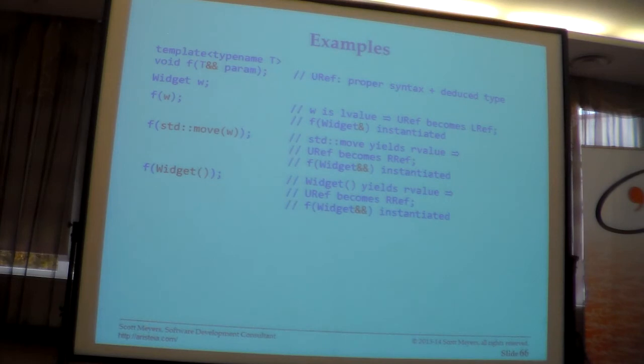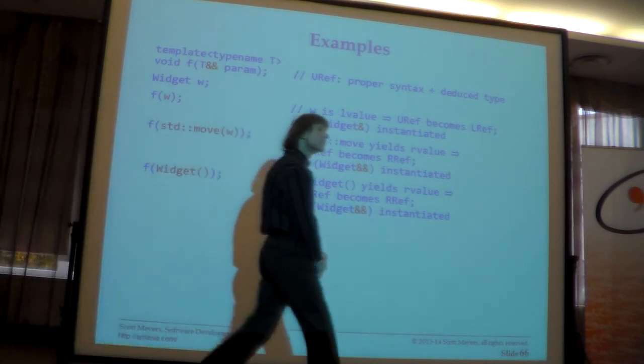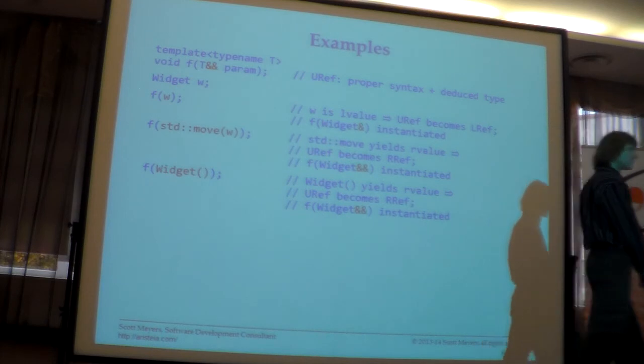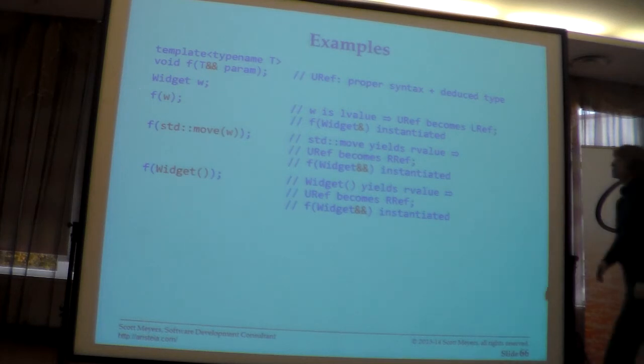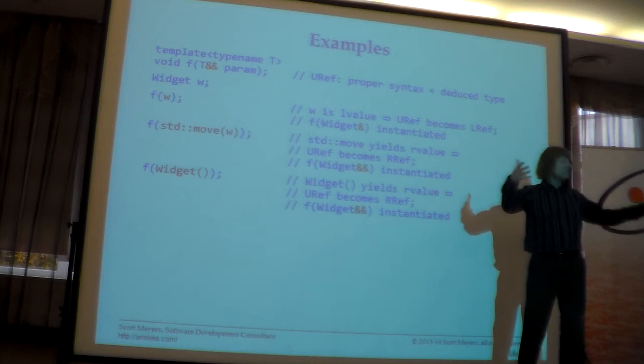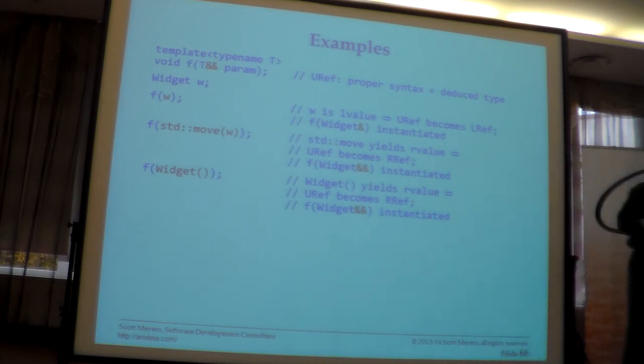Yeah? I have a question. If I specify the template parameter explicitly, then there will be no type deduction. So there will be simple R value reference, no universal reference. Okay, so the observation is, if I were to call the function f and actually pass in the type T, then there's no type deduction any longer, in which case universal references don't apply.